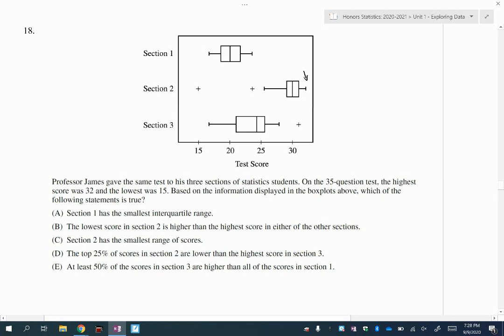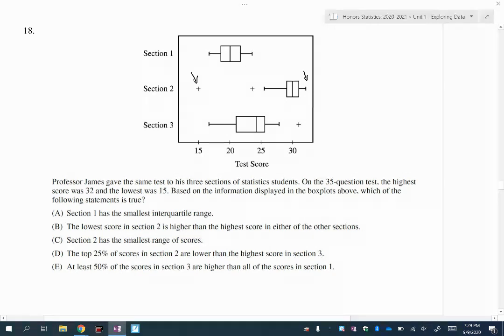For section 2, the highest score was 32. The lowest was 15, which is right there. Interesting, the lowest one was an outlier for section 2. Again, those outliers are by section. So even though 32 was not an outlier in section 2, it looks like 31, just in section 3, was an outlier for section 3.